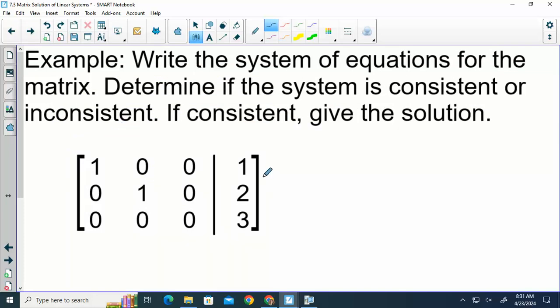So if I had this one, write the solution for me. First equation: x equals 1. Second one: y equals 2. And the last one: 0 equals 3. Does 0 equal 3? So what does this tell me about my system?